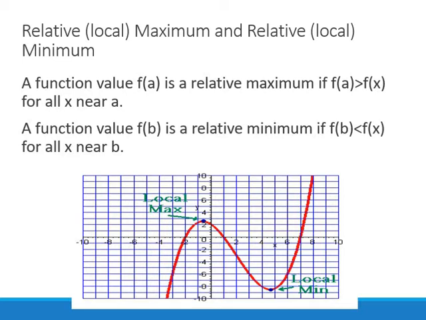It's the low point. F of b would be a relative minimum if f of b is less than all the y values f of x for x near b. So these are just your high and your low points on the graphs, tops and bottoms of humps, or you may have sharp corners like on absolute value, but max and mins are the high and the low points. And we're talking about the relative or the local max and mins. That's usually what we're talking about in this class, so often I'm just going to say maximum and minimum.